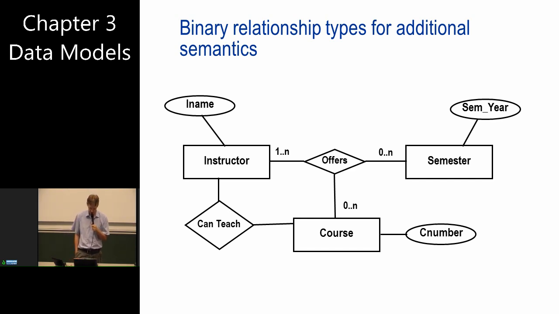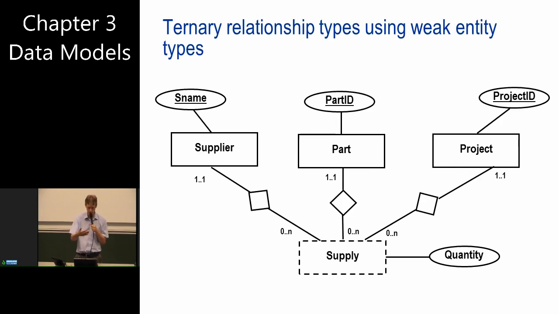So here you can see instructor, semester, and course, 3 entity types with a ternary relationship type between. So an instructor is going to offer a course during 0 to n semesters. A course during a semester can be offered by minimum 1, maximum n instructors, and an instructor during a semester can offer 0 to n courses. Each one with their attribute types and key attributes, but you also see an additional relationship type, can teach, between instructor and course, which is basically going to model additional semantics like what courses an instructor can teach, is qualified for.